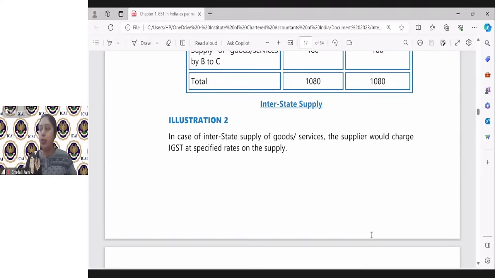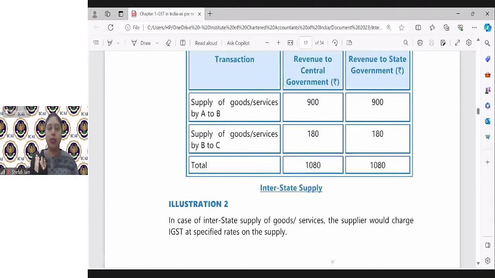We have to pay tax on sale of goods and services. That is true. B2C calculation is final tax paid. Yes, B2C calculation is the net tax paid. So in A to B, 900 tax is paid. And then net tax, that means incremental tax, has been paid in B2C.